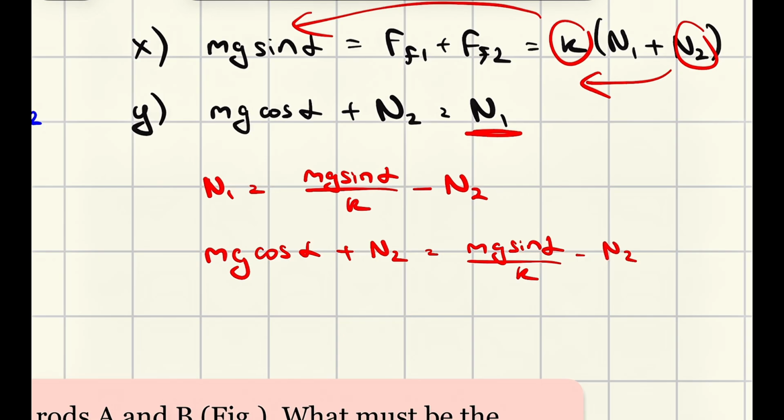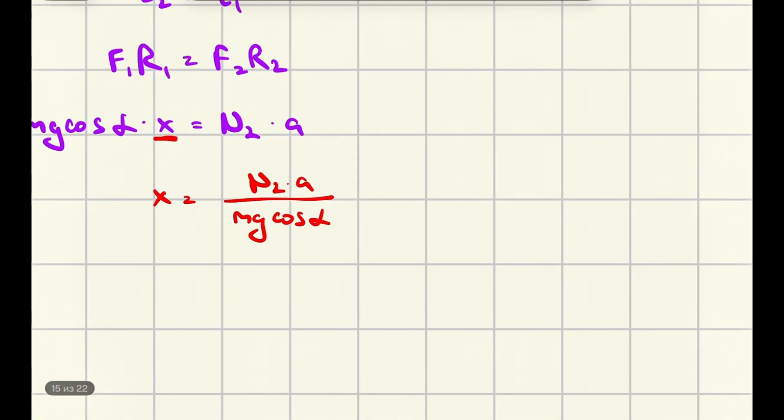Right now we can move both N2 to this side, and mg cosine alpha goes to that side, and then we would have as a resultant 2N2 equals mg sine alpha divided by K minus cosine alpha. Okay, mg goes out as a common factor. Inside we would have sine alpha divided by K minus cosine alpha. If we continue a little further, this 2 goes down, and we would have N2 equals mg divided by 2 and everything inside.